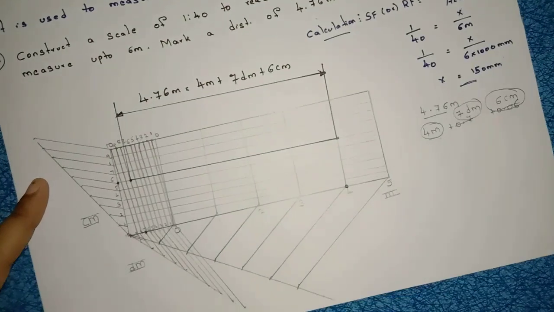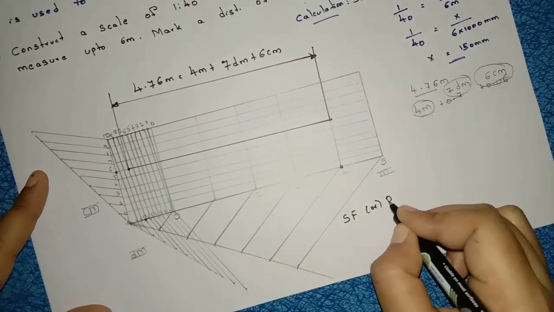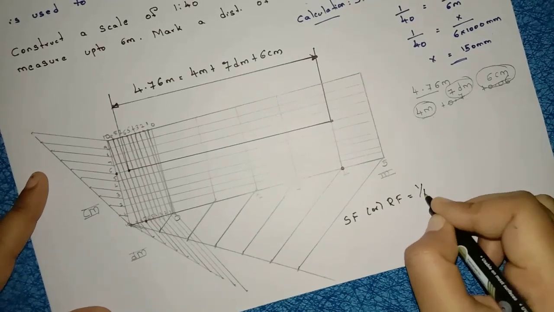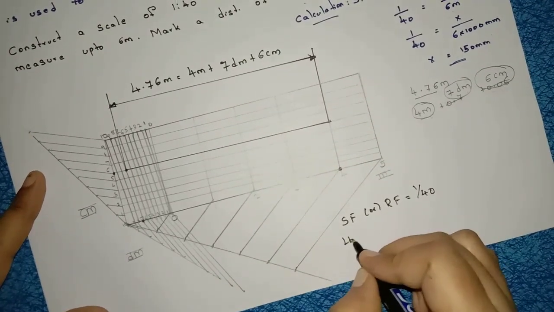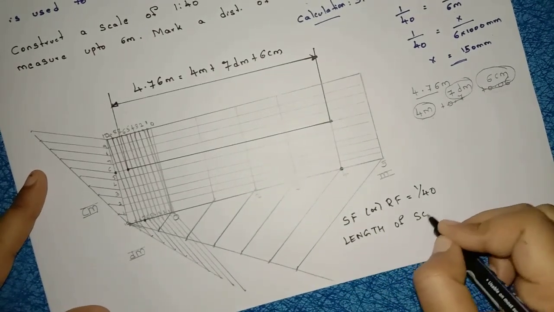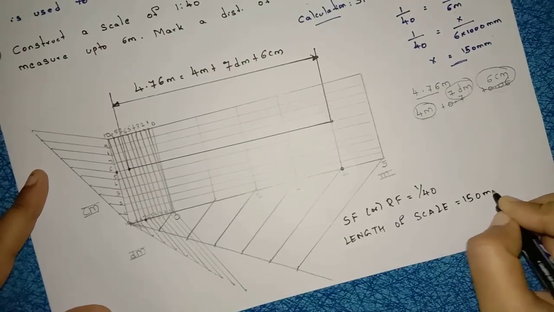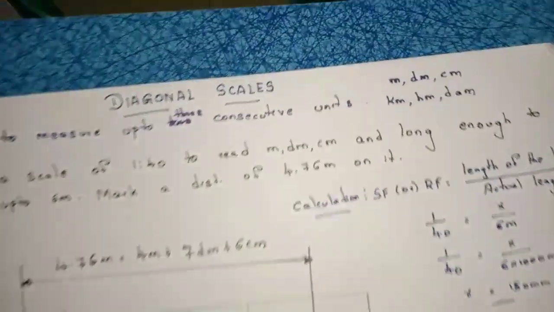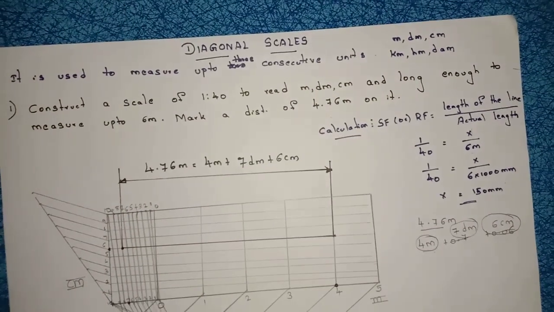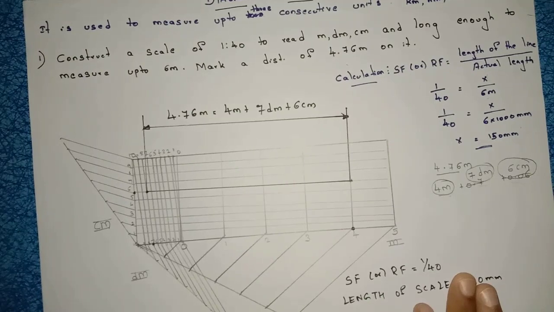Right? After completion of your diagram, below that write down SF or RF equal to 1 by 40. Length of scale equal to 150 mm. So this is the first problem in diagonal scales. Right? So let us see the problem number 2.